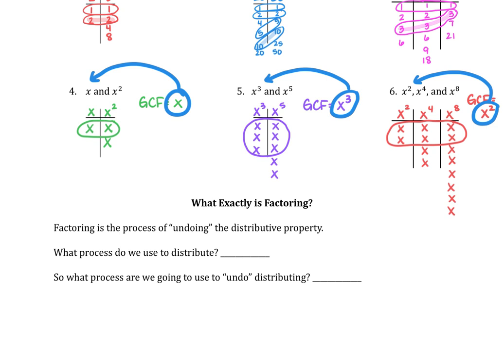All right, so what exactly is factoring? Factoring is going to be the process of undoing the distributive property. So what process are we using when we distribute? That is multiplication. So if I want to undo that, I'm going to have to use division.